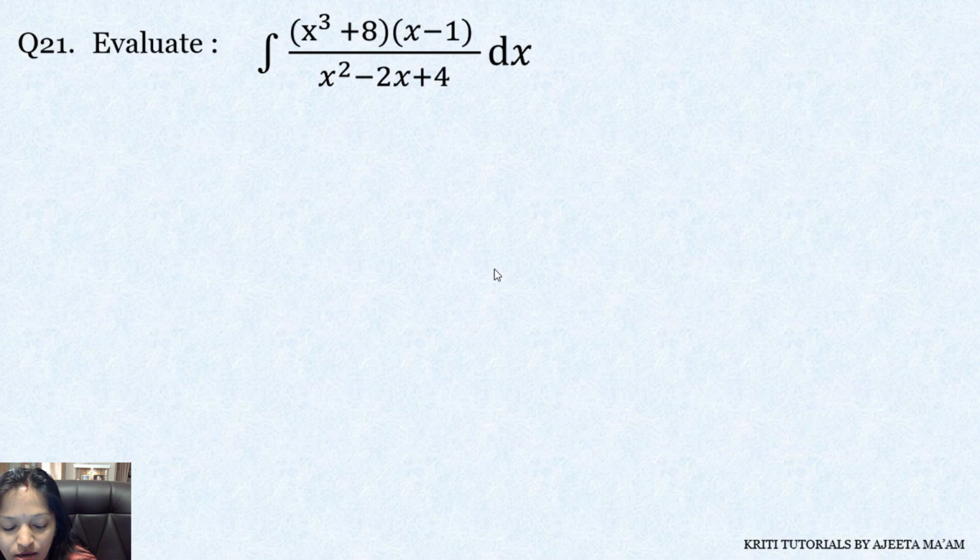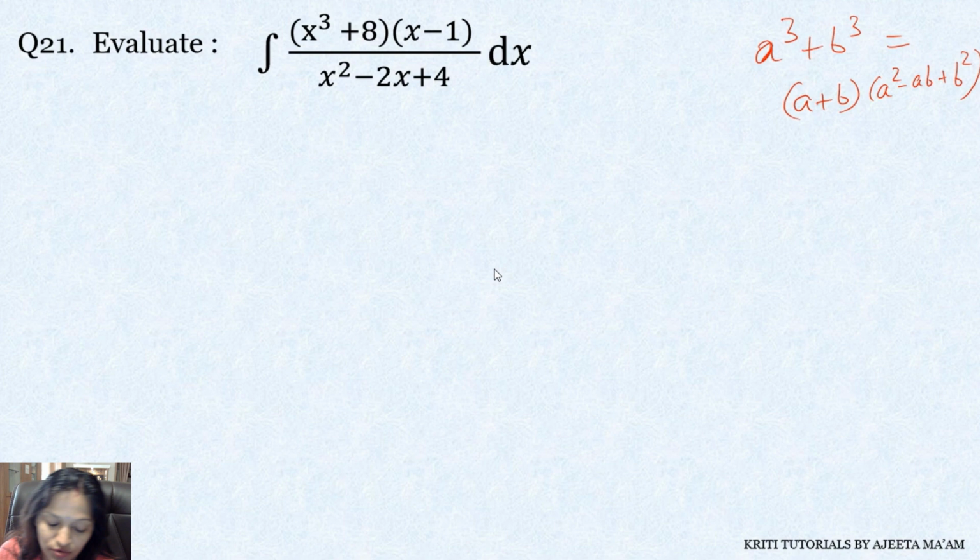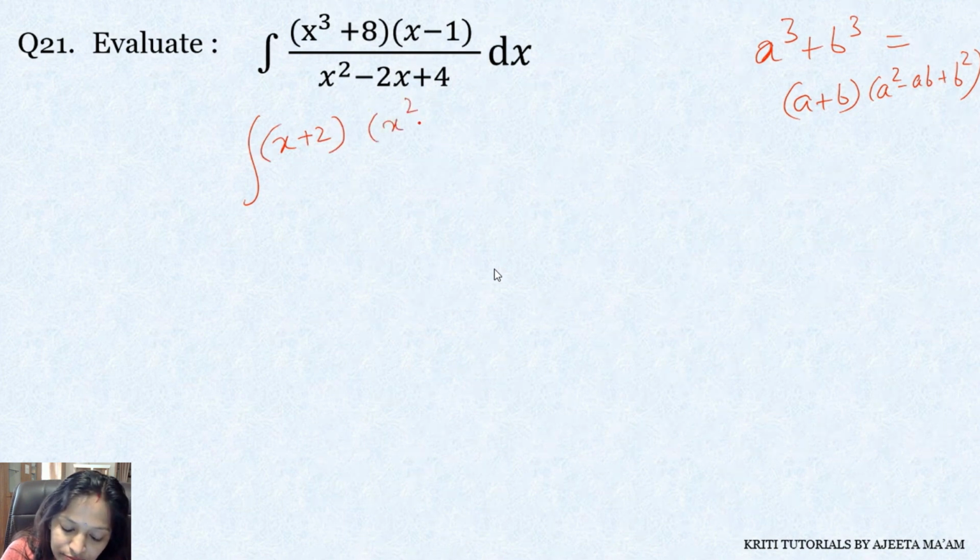Now x cube plus 8 into x minus 1 upon x square minus 2x plus 4. Here again we will use the factorization concept only, and once we factorize it, we are going to integrate after simplifying. Now here x cube plus 8, which identity am I going to use? A cube plus b cube. So what's the identity? A plus b, a square minus ab plus b square. So that is a cube plus b cube. So let's use it. Here we get x plus 2 because 8 is 2 cube, x square minus 2x plus 4. And here x minus 1.